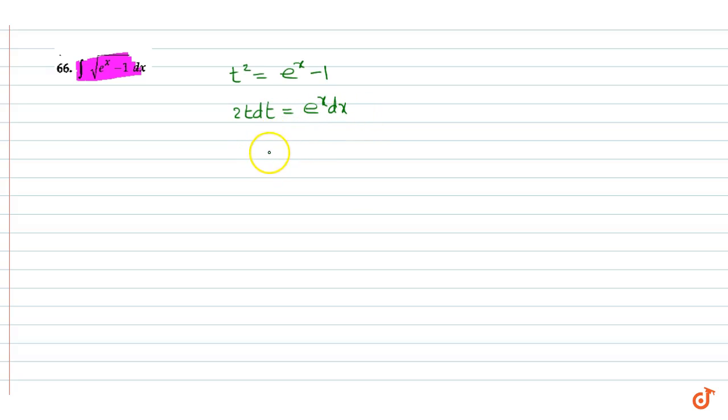Or dx is equal to 2t into dt divided by t square plus 1.